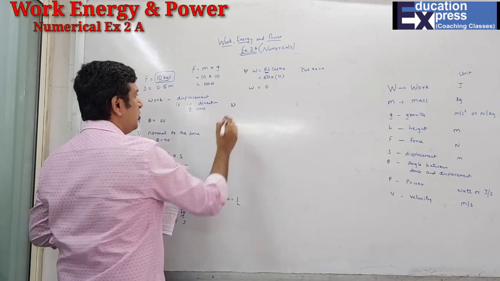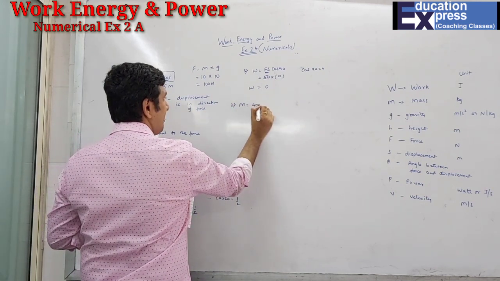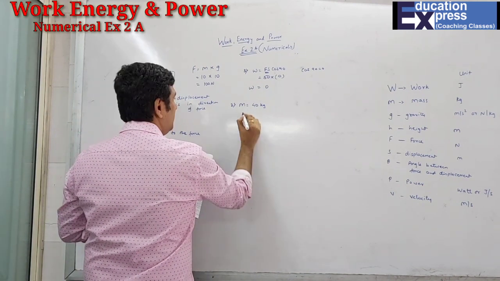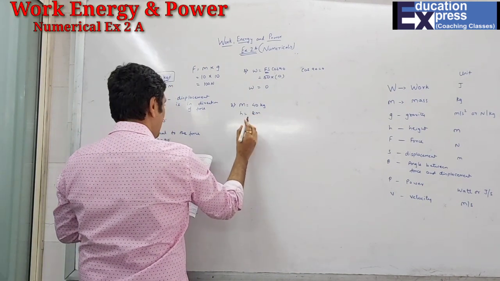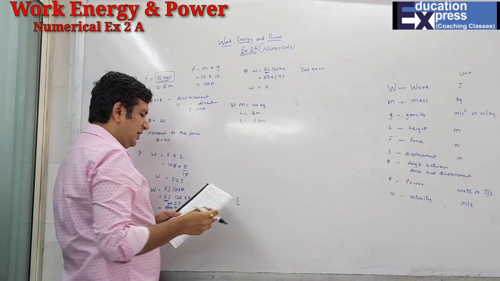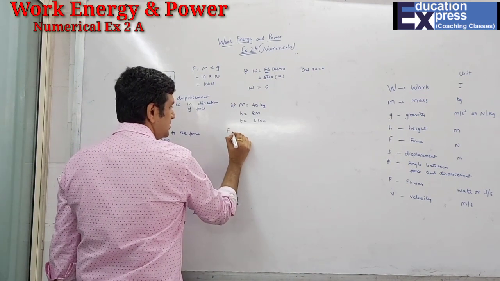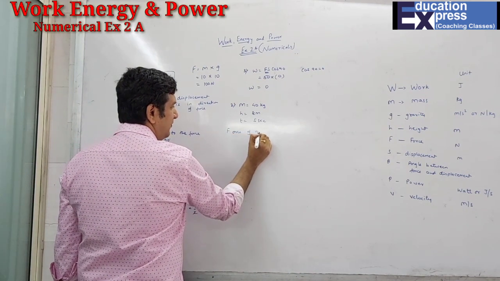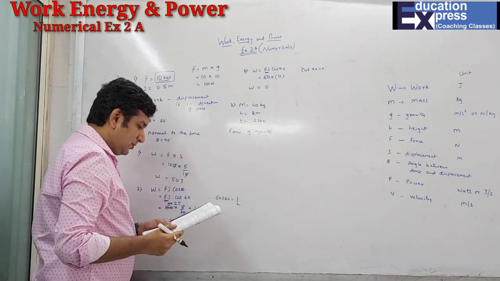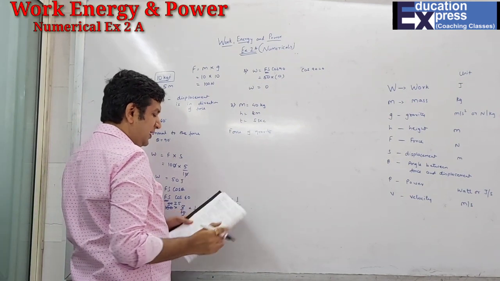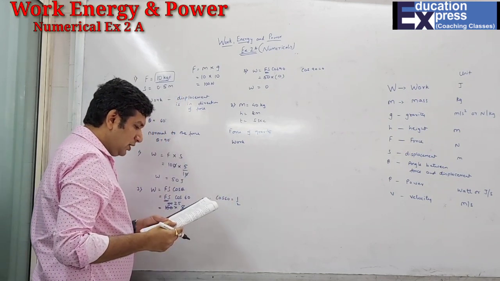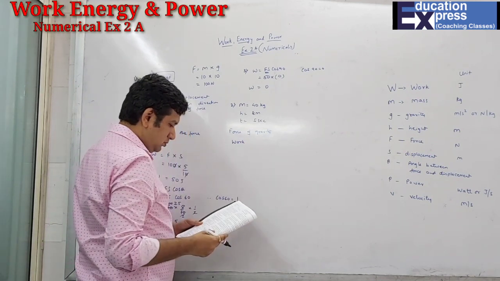A boy of mass 40 kg climbs up the stairs and reaches the roof at a height of 8 meters in 5 seconds. Calculate the force of gravity acting on the boy. First is force of gravity. Second is work done by him against the force of gravity. That is work done, we have to find the work. And third is the power spent.